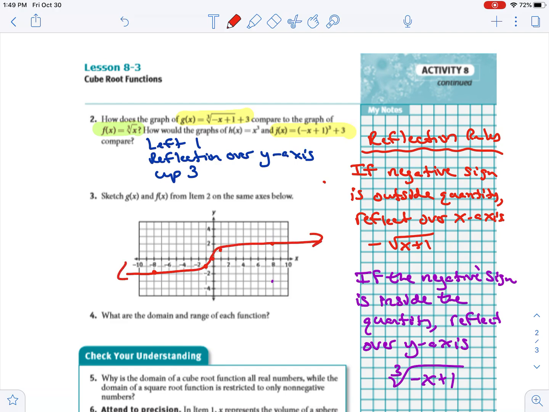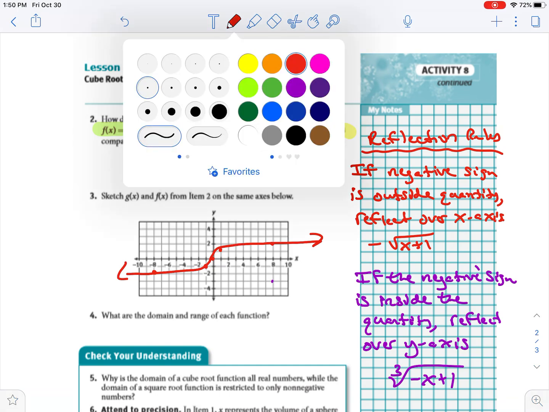Now we have 3 things we have to do to every ordered pair in this function in order to get our new graph. So the first thing that we're going to want to do with our function is go to the left 1. Then we're going to want to reflect it over the y-axis, and then we're going to want to raise it up 3 units. Okay, so we'll do that with each ordered pair.